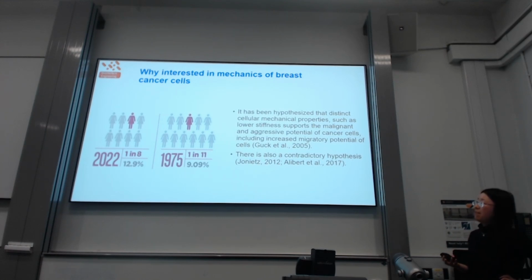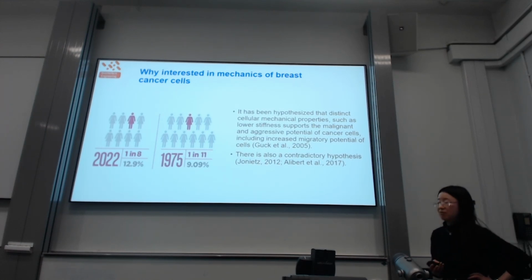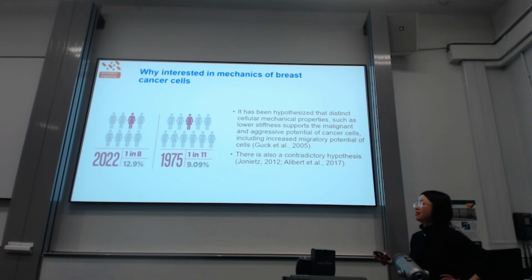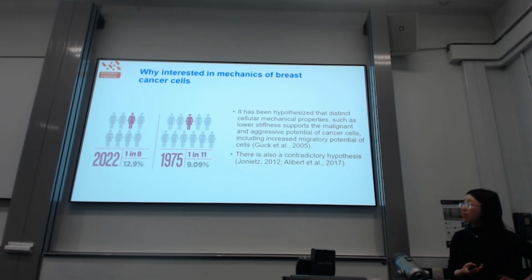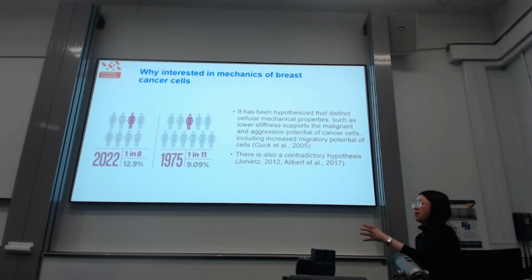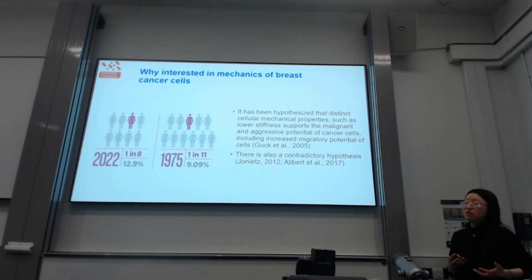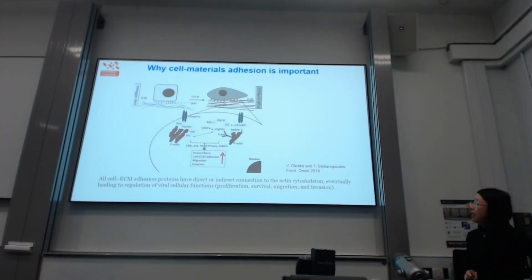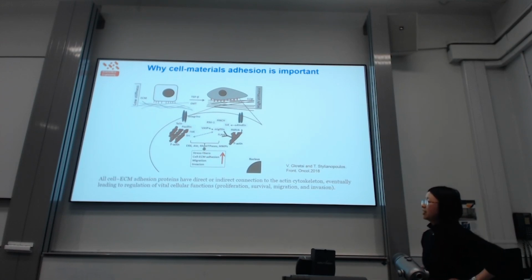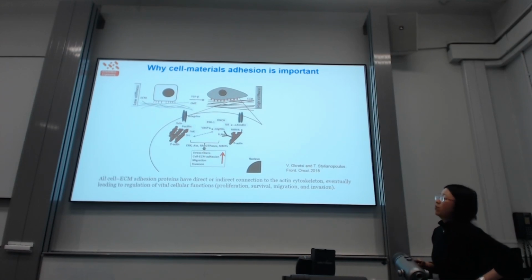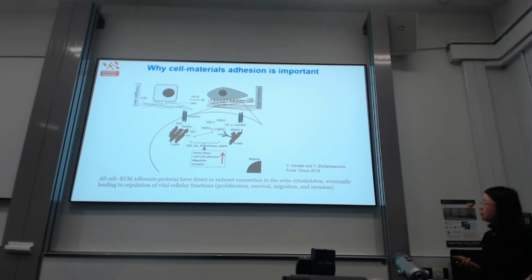There is always some argument about whether a cancer cell is stiffer or softer than its healthy counterpart. Some people believe it needs to be softer so that it can migrate in the human body, but there is also some evidence which suggests the opposite. The other important thing is cell ECM or cell-biomaterial adhesion, because this would also affect cell migration, how the cell grows, and, for example, cancer cell invasion as well.